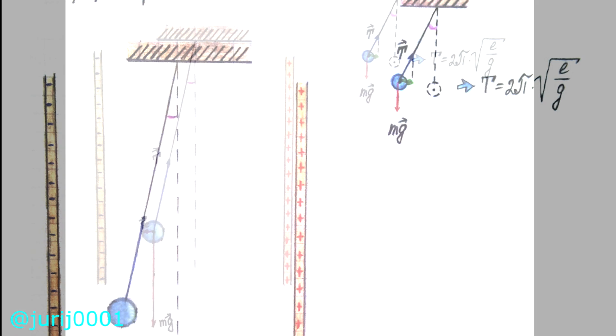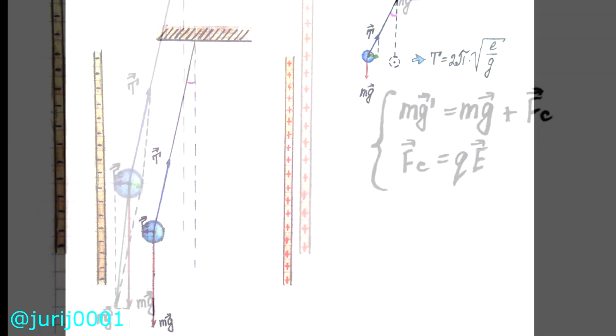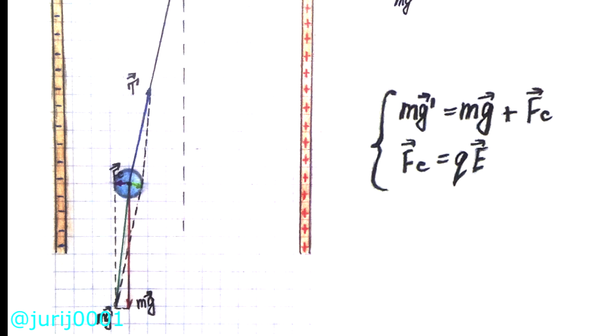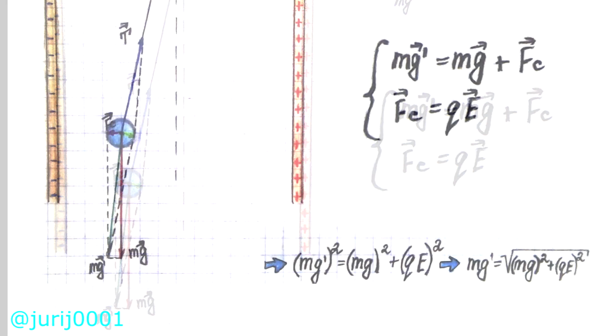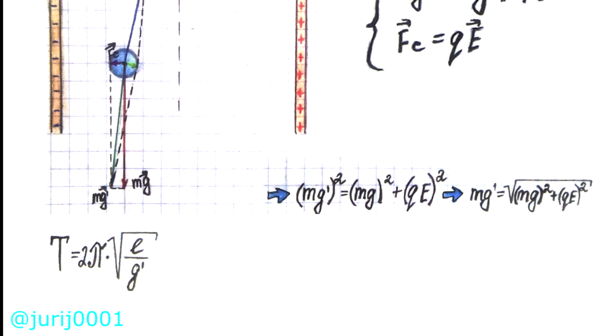Let's write down the forces that act on the pendulum. So we have the thread tension force, the gravity force and the Coulomb force. If you add up all these forces, then the resulting force should be directed to a position of stable equilibrium. And in this case, instead of the acceleration of free fall g, we need to use the acceleration g prime.